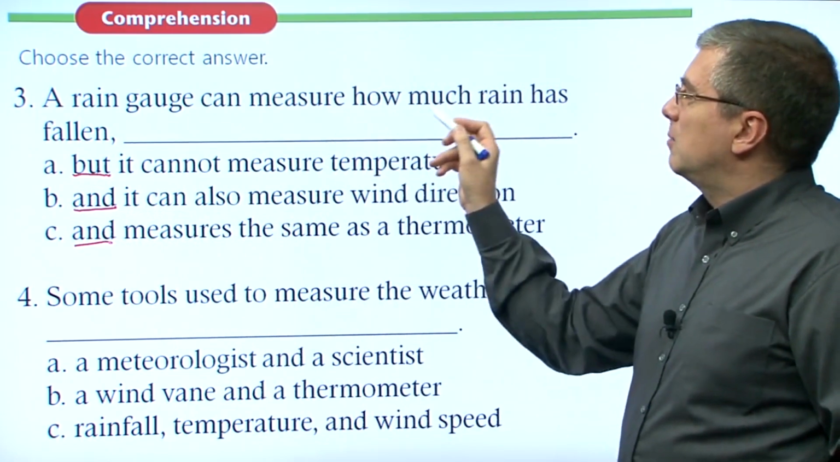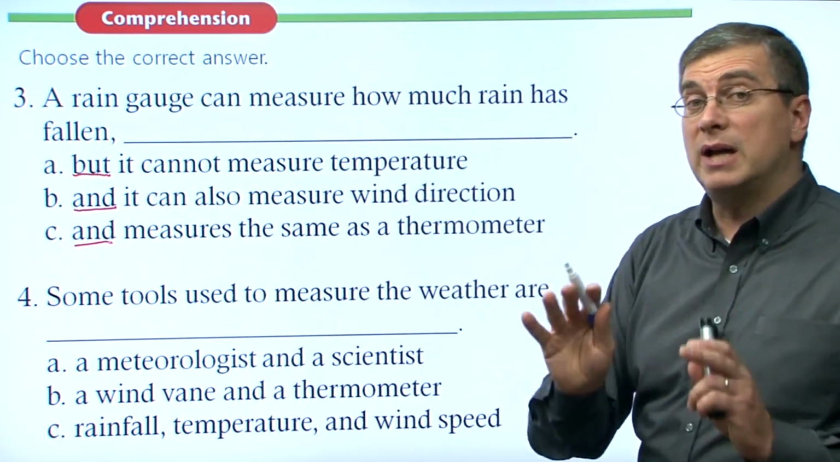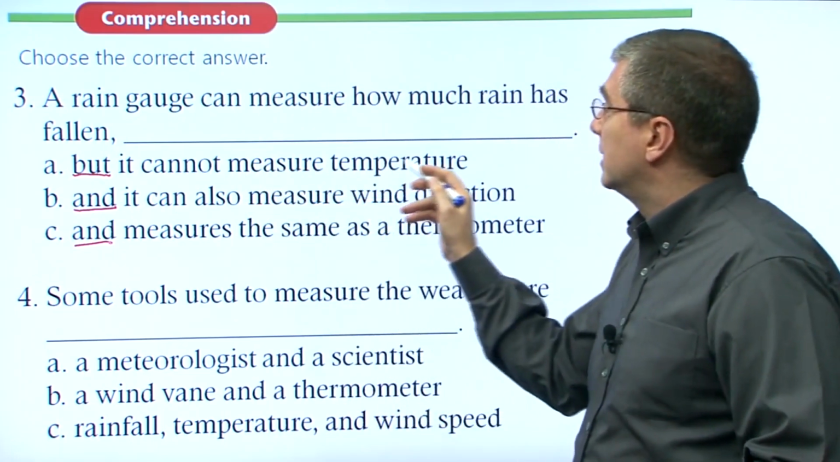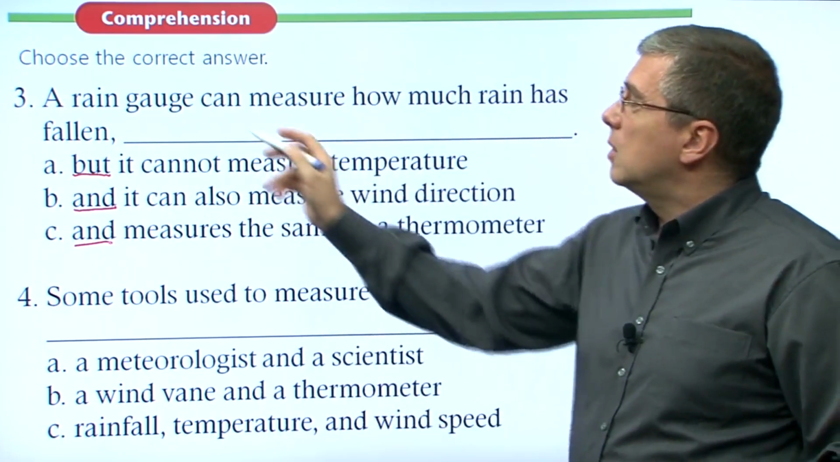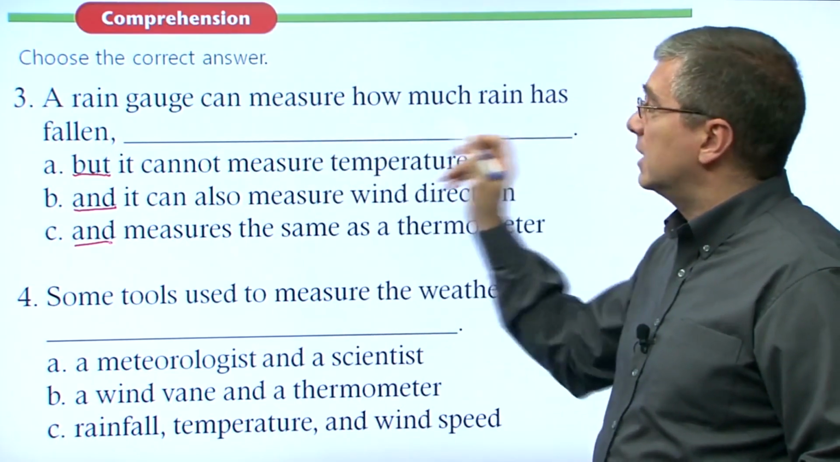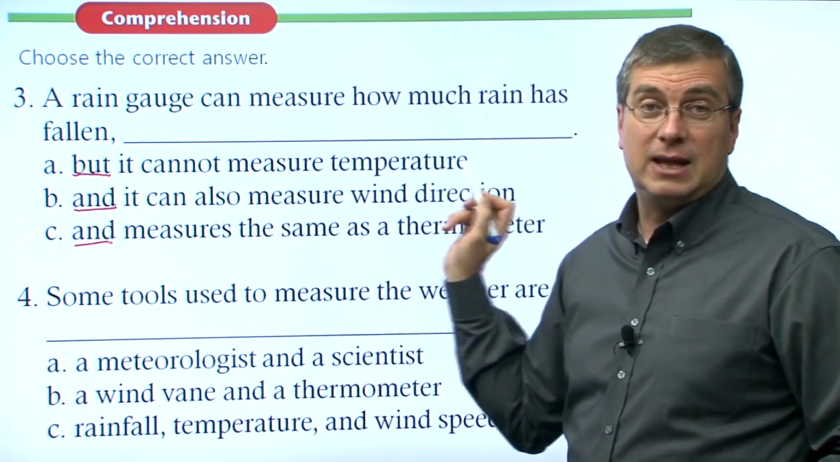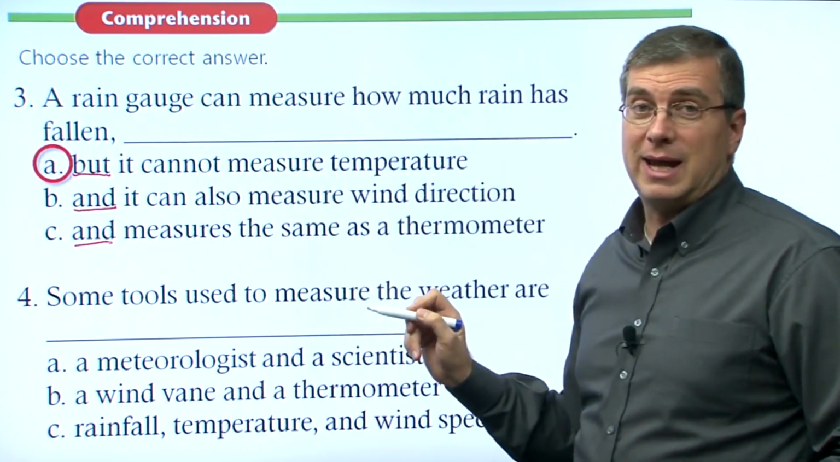A rain gauge can measure how much rain has fallen, but, on the other hand, in the opposite way, it cannot measure temperature. Is that true? A rain gauge measures how much rain has fallen? That's true. But it can't measure temperature. That is true. So A is our correct answer.